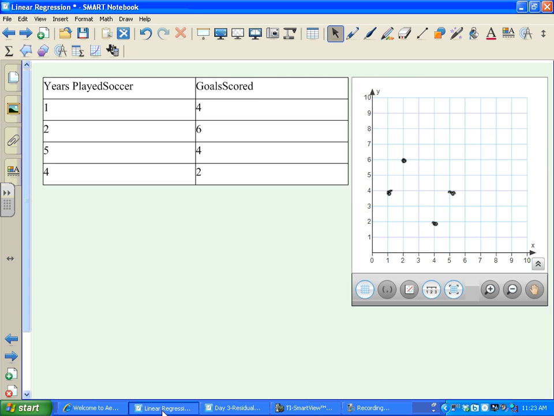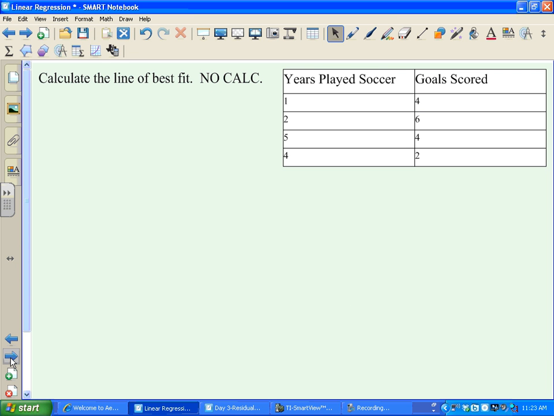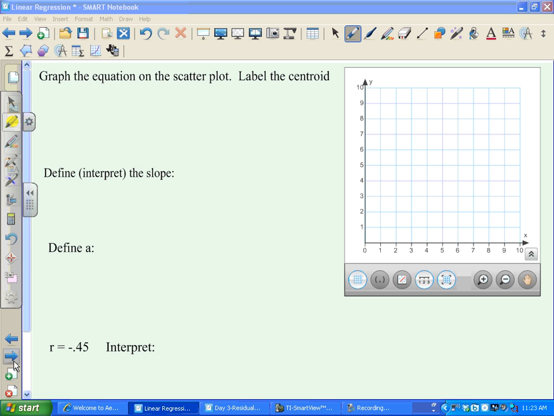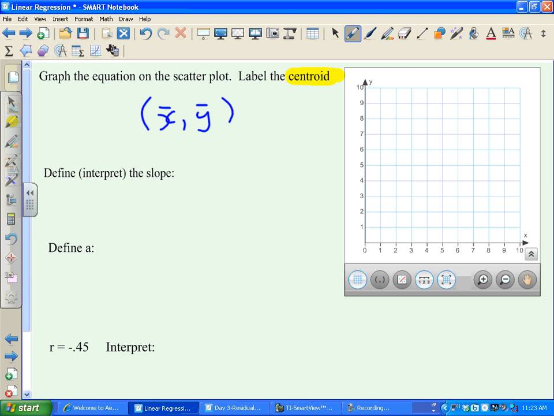And we've got that mapped. Calculate a line of best fit, we've done that. Graph the equation on a scatter plot. Label the centroid. This is a new piece of information, new vocabulary word here. The centroid. You may or may not see it show up. The centroid is actually used to calculate the linear regression equation. I haven't seen it recently on any of the exams. It is x bar, y bar, or the average of x and the average of y.